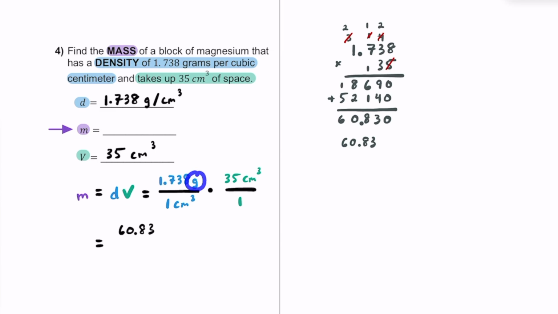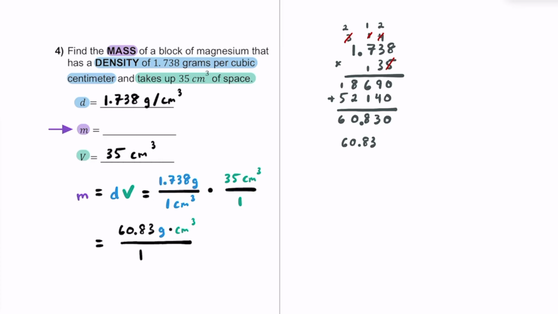But what happens when you multiply grams and cubic centimeters together? We can just write g for grams multiplied by cubic centimeters, or cm cubed here. And that's going to be our numerator. But what about the denominator? Well, we have 1 times 1 on bottom, which is just going to be 1.